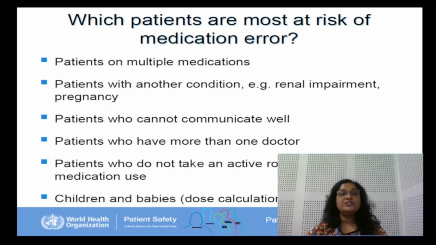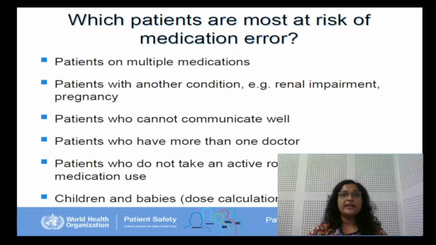Welcome back to the last unit of the last module on patient safety and clinical risk management, the foundational course. We learned about the stages of medication use and the various ways in which errors can creep in. Now let's look at the patient characteristics that make them most at risk for medication error.